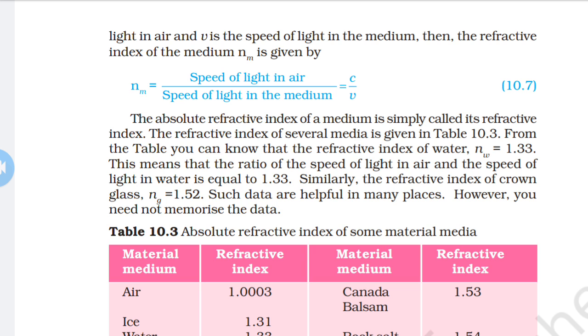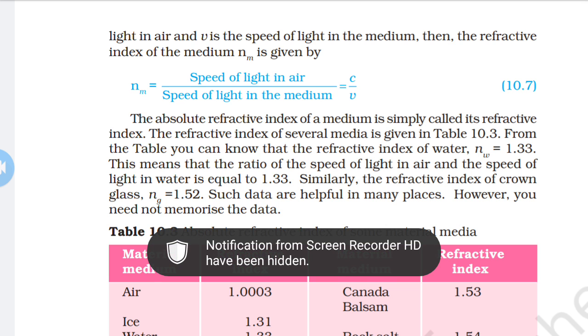So eta m is equal to speed of light in air or vacuum divided by speed of light in medium. Speed of light in air is c, and speed of light in medium is v. So c by v. Let it be equation number 3. The absolute refractive index of a medium is simply called its refractive index. Again I repeat, the absolute refractive index of a medium is simply called its refractive index.